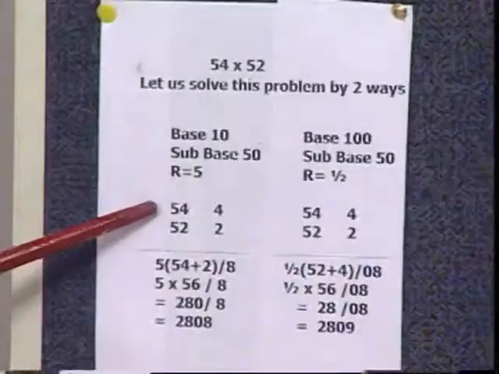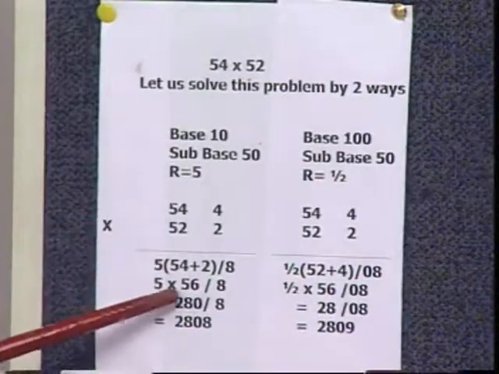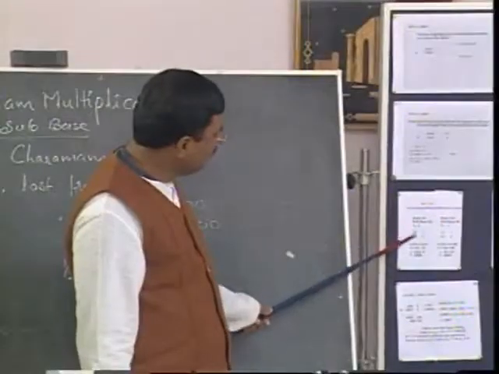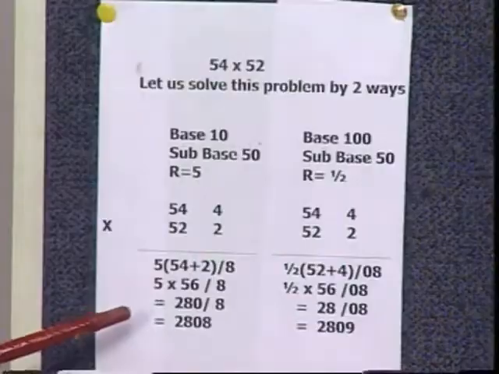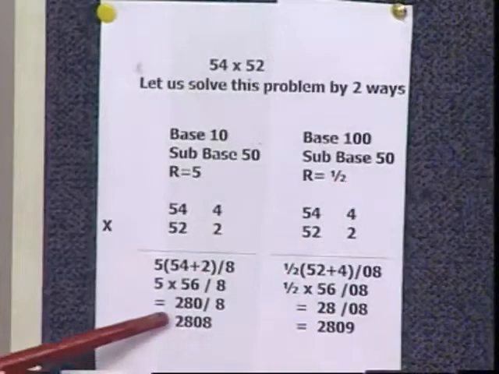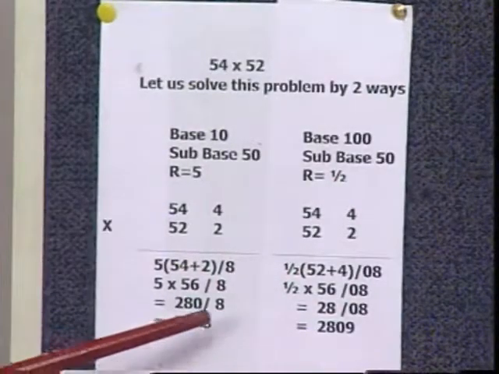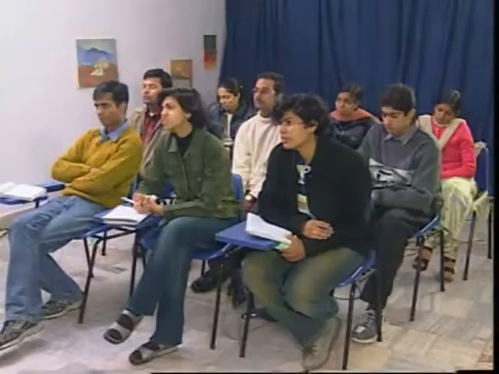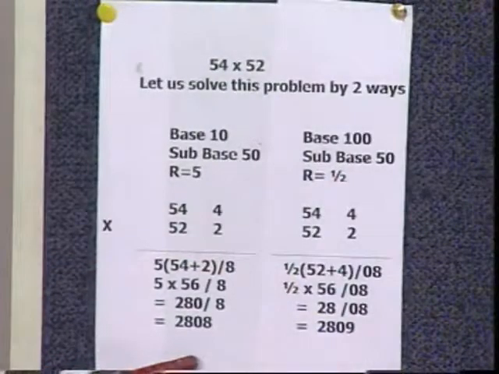Add 2 to the 54. How much will you get? 56. Ratio is 5. 56 multiplied by 5 you will get? 280. 280 is the left part, 8 is the right part. That means 54 multiplied by 52 you will get 2808.